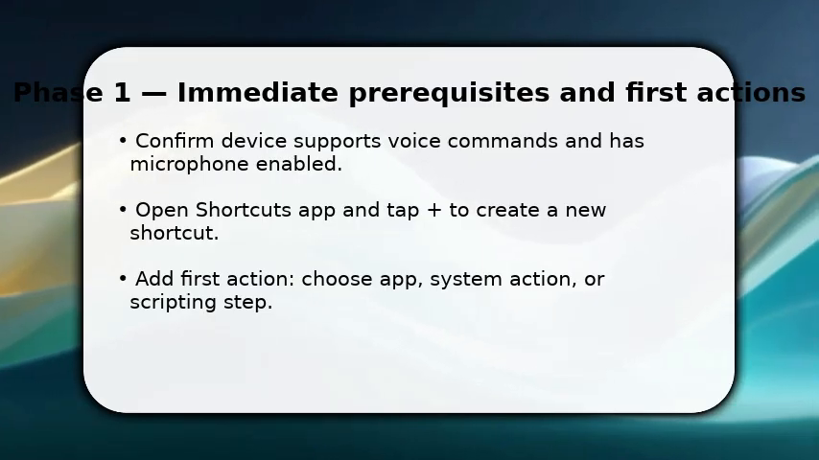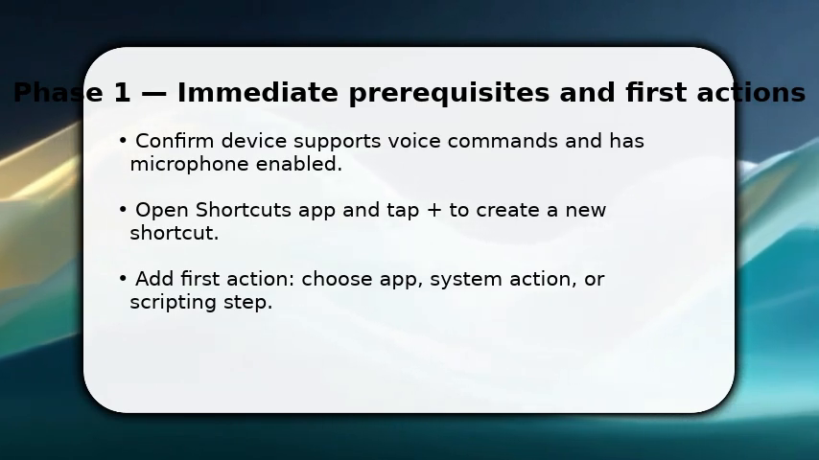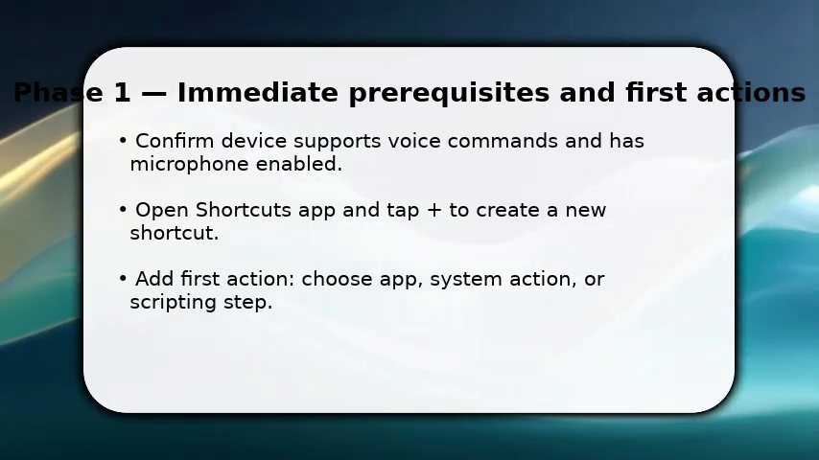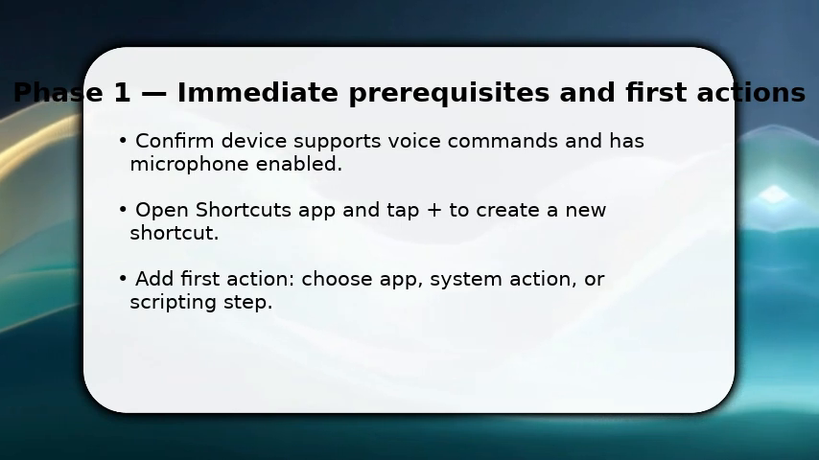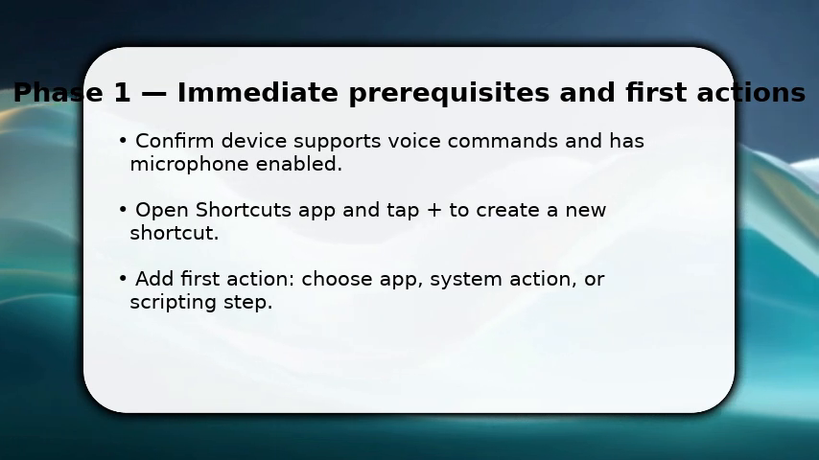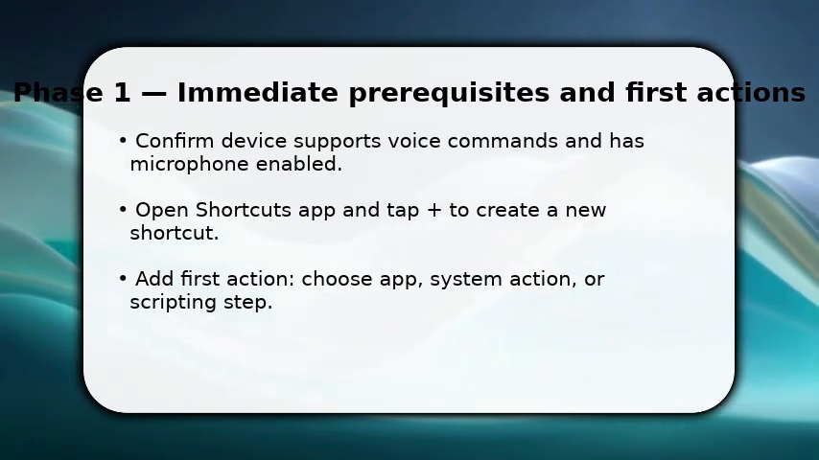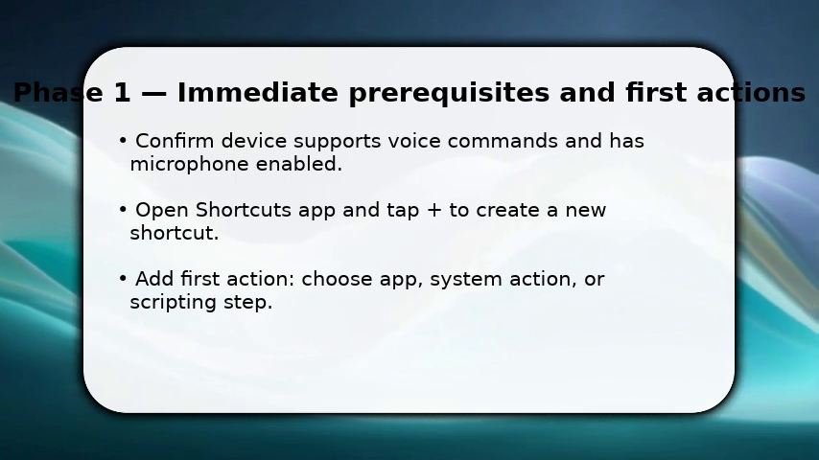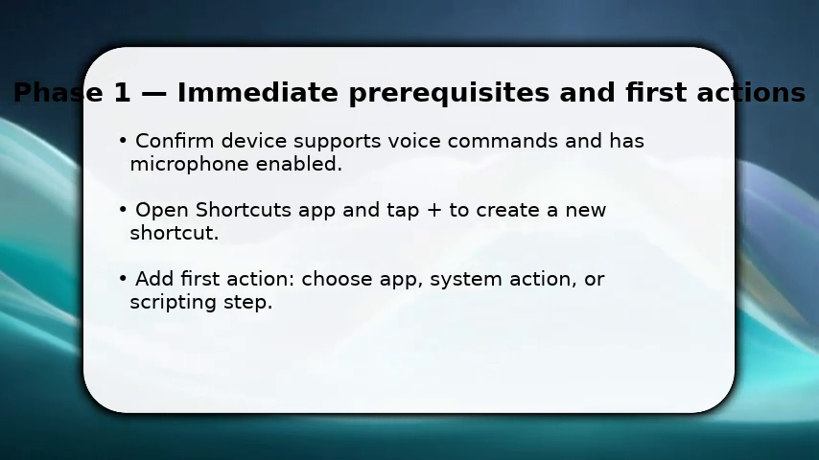You begin by creating the shortcut itself. Open Shortcuts and tap the plus to start a new shortcut now. Once the canvas appears, add the first action, pick an app action, a system action, or a scripting step that triggers what you want. Make sure permissions are granted for microphone and the target app so actions can run.